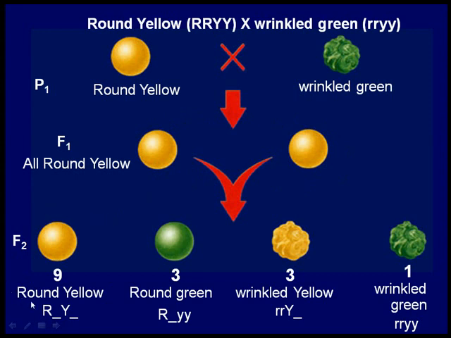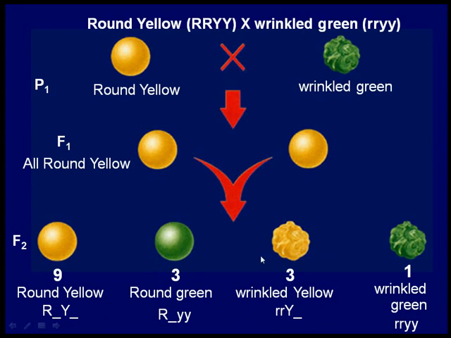In the F2s, you get 9 that are going to be round and yellow because they're getting at least a big R and a big Y. The other letters don't matter. That's what the underline stands for in all these. 3 that are round and green. Doesn't matter what that second R is. Could be big or little. Still going to get round and green.